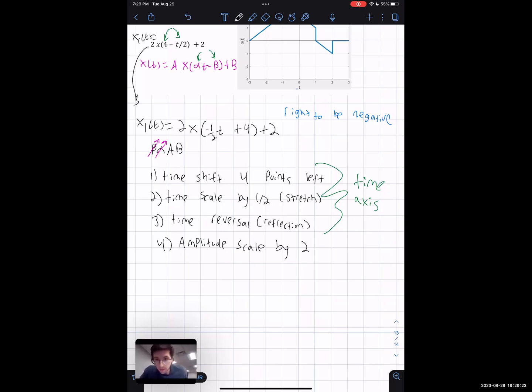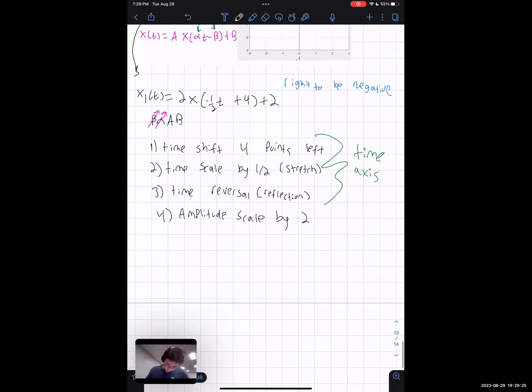Yep, it is going to be a stretch. So these are both actually stretches, which can be confusing, because this one is greater than 1 and this one is less than 1, but they're both stretches. Okay, so now, is this 2 on the outside positive or negative? It's positive, so we don't have to worry about this 5th step.